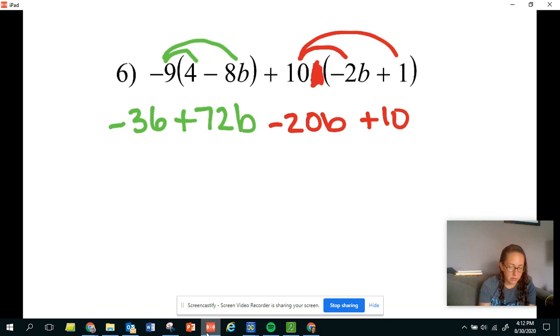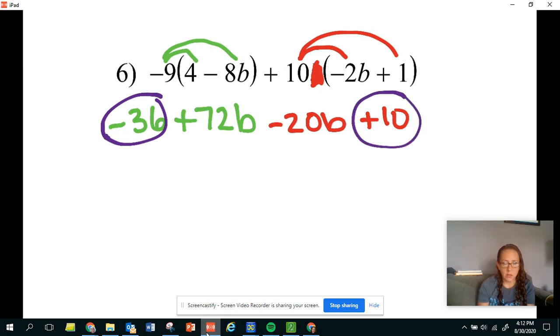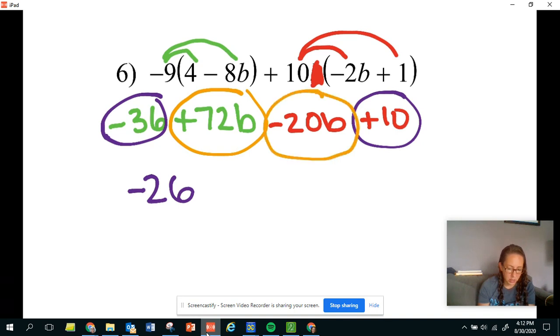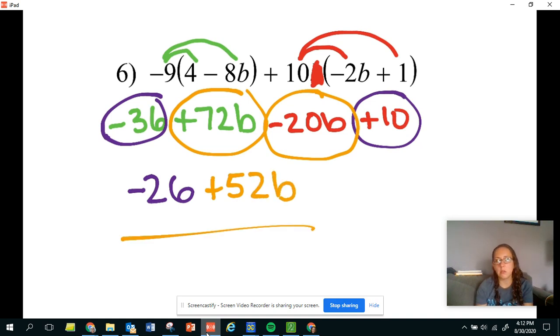So I still have to combine like terms. I have a negative 36 and a positive 10. Those are the same kind of terms. So I add those together and I get negative 26. And then I've got a b and a b. If I add those together, I just get 52b. And now I'm all done.